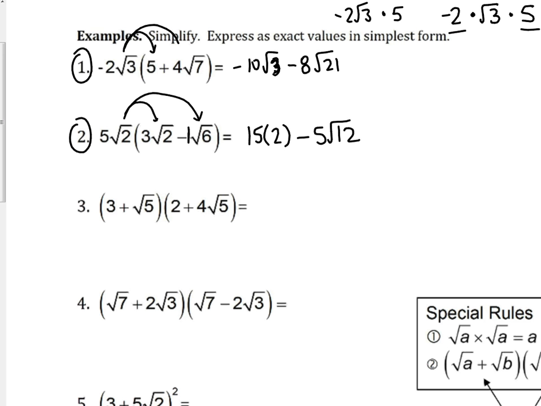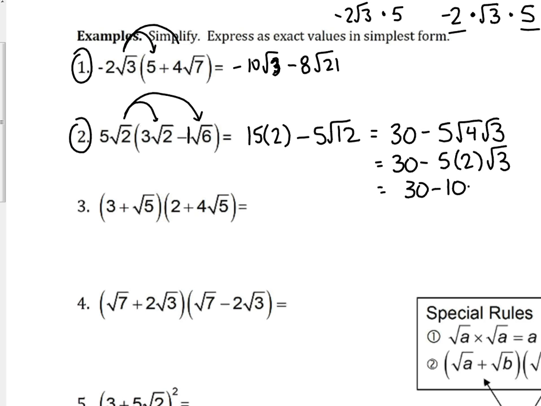Okay, now we're not done. We want to simplify this. 15 times 2, you should have had 30 here. You might have had 15 times root 4, right? Root 4 is 2. Okay, now 12. Can you simplify 12? Yeah, we can break it into 4 times 3. So that would have been 5 times 2 root 3, or 30 minus 10 root 3. Okay.